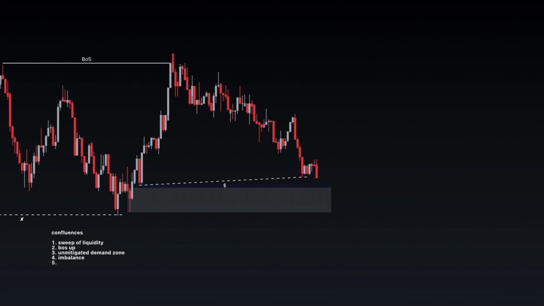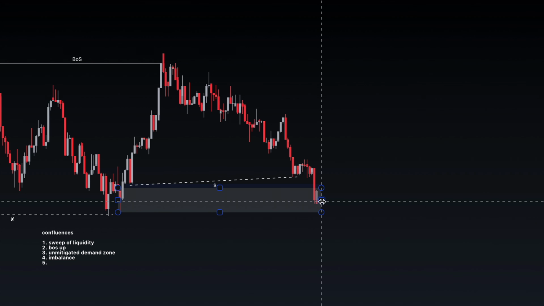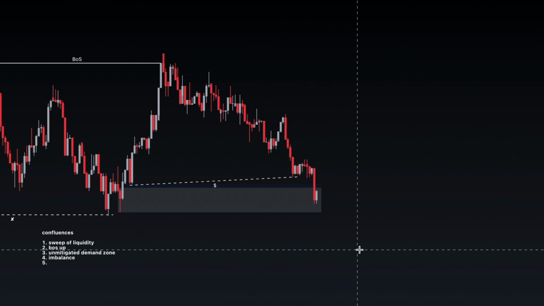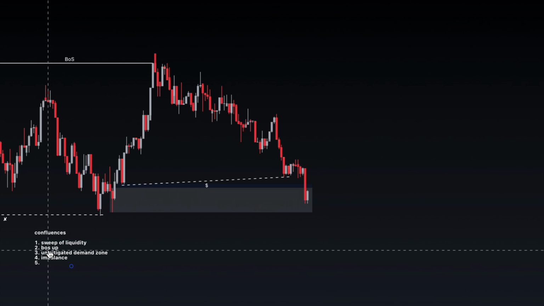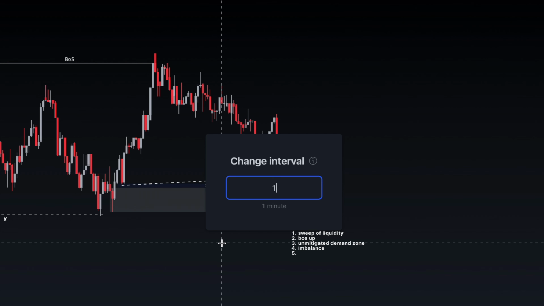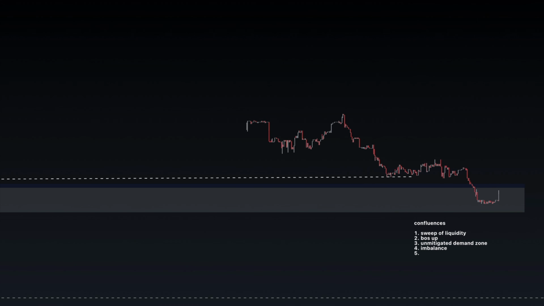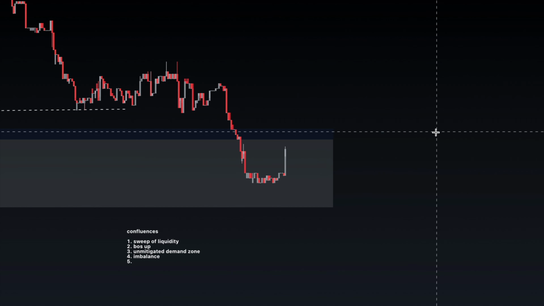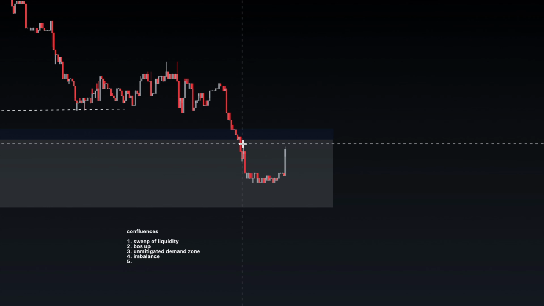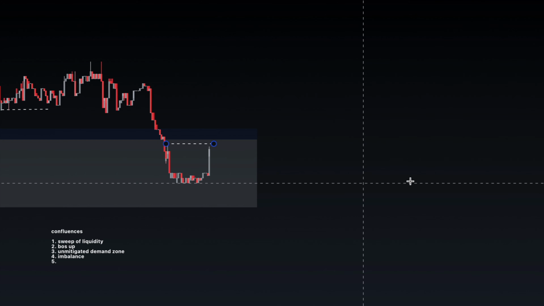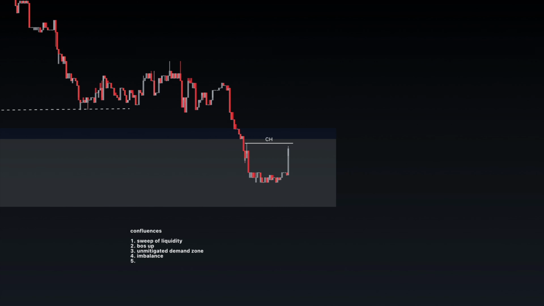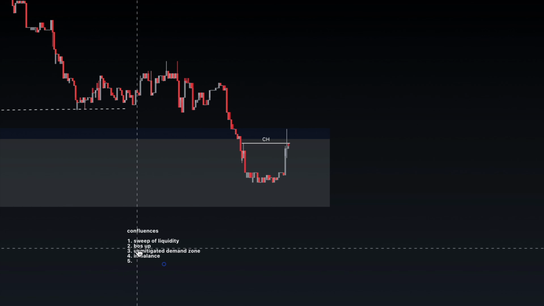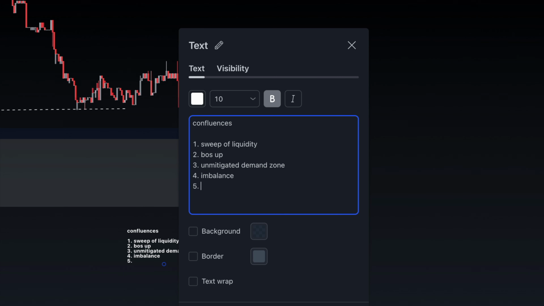So let's play price forward. As you can see, it filled the order block. So that's time for us to go to the lower time frame to seek for confirmation, to take our entry long. Going to the 1 second. You can see this is the last high made. So this would be our change of character, our last confluence. Let's play price forward. As you can see, we did a change of character. So this is our 5th confluence.